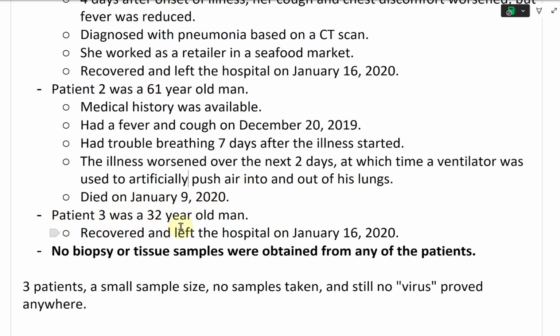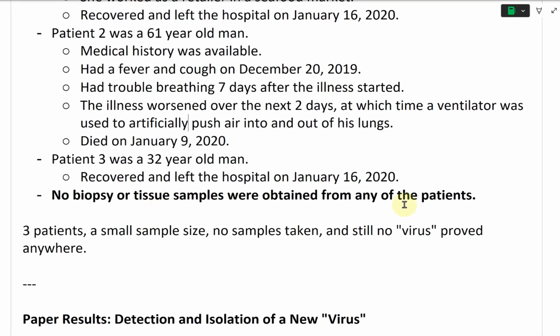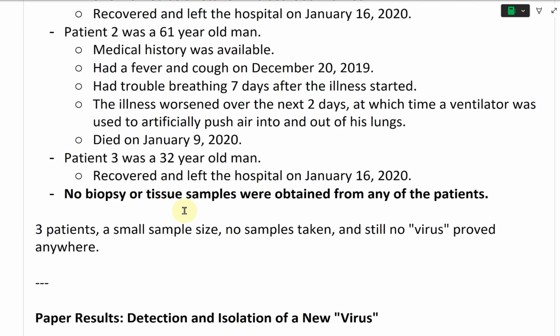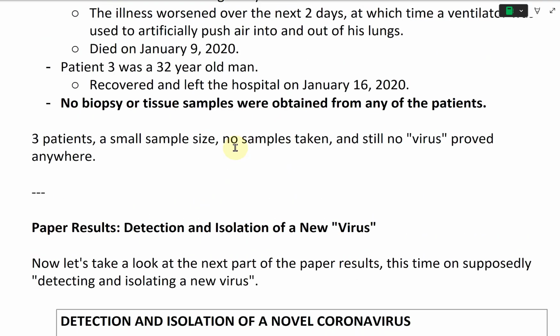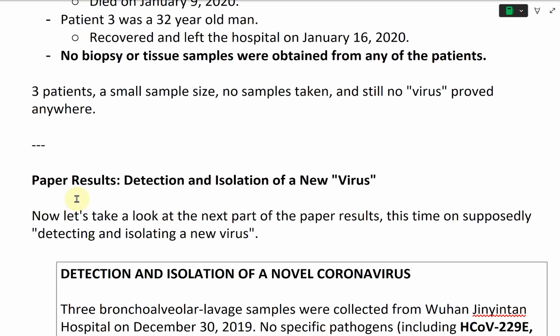And patient 3 was a 32-year-old man and recovered and left the hospital on January 16th, 2020. It doesn't show much info on this. And no biopsy or tissue samples were obtained from any of the patients. So here's a note here. 3 patients, a small sample size, again, just 3. No samples taken, and still no, quote, virus proved anywhere. So it's very interesting. All right, and now let's go to the next section of the paper results.